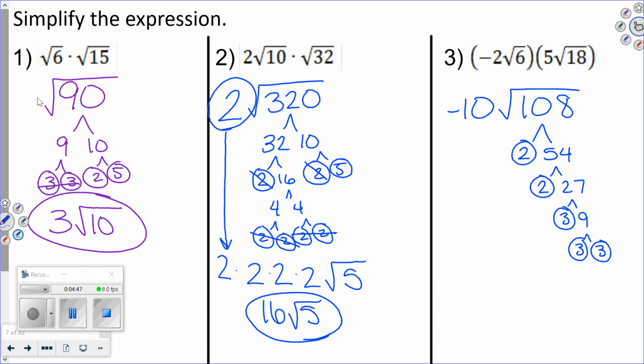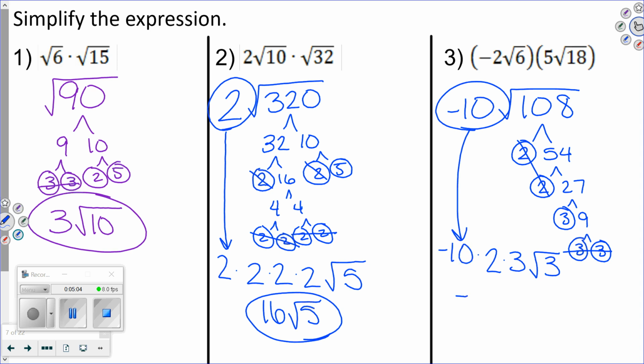What do we have pairs of? 3s and 2s. So a pair of 2s, a pair of 3s. I have a leftover 3. And don't forget the outside guy that's already there to start with. Don't forget to bring that one down. Negative 60, radical 3.